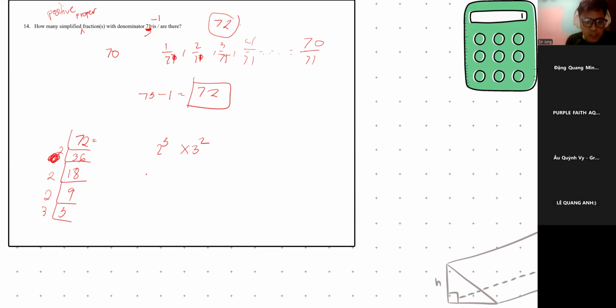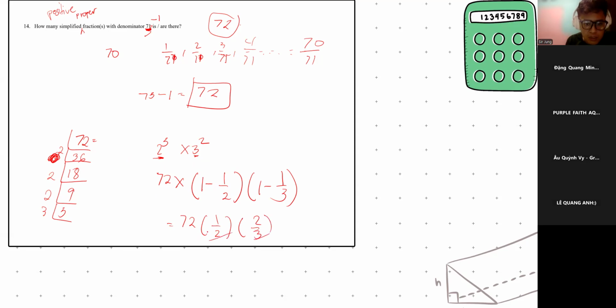Okay? So using Euler's quotient to solve for the number of factors, we have 72, the original number, times 1 minus 1/2, for the prime factor 2, times 1 minus 1/3, again the prime factor. So 72 times 1/2 times 2/3. This is 36, then 3, 12. So 12 times 2, that's 24, right? And that should be the answer.